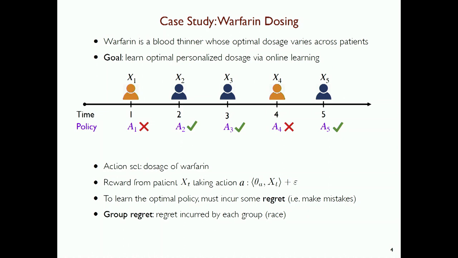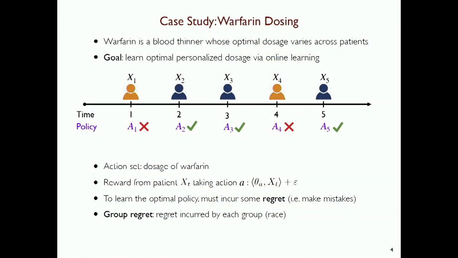Now, I've also colored the patients here. Those two patients are orange, the other two are blue. Let's say the orange patients and the blue patients belong to certain groups, say a racial group or something like that. So the orange patients might look at this and come back and say, hey, wait a second. We bore the brunt of all of this experimentation. Everybody else benefited from this. And that doesn't quite feel right.